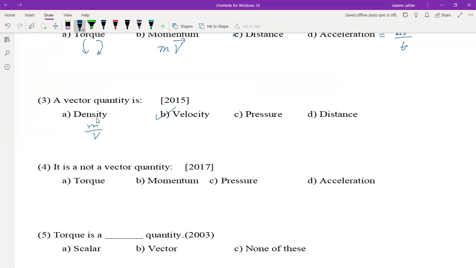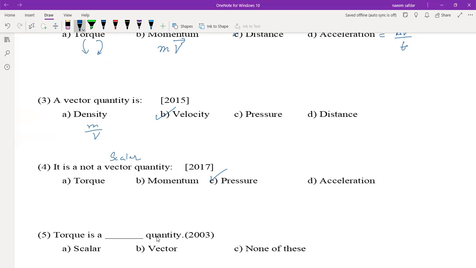Density is a scalar quantity. It is not a vector quantity. It is not a vector quantity means we have to choose scalar. We have to choose scalar quantity. So torque is a vector quantity. Momentum is a vector quantity. Pressure is a scalar quantity. Acceleration is a vector quantity. So correct option is C option, pressure.